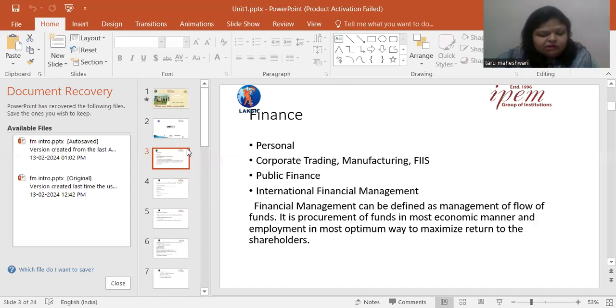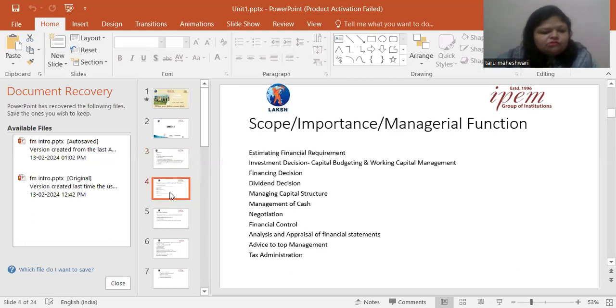Financial management is the management of funds, the flow of funds. It is the procurement and utilization of funds in the most economic and effective manner to generate maximum return from the investment and to have the minimum cost of capital. This is the basic concern of financial management.